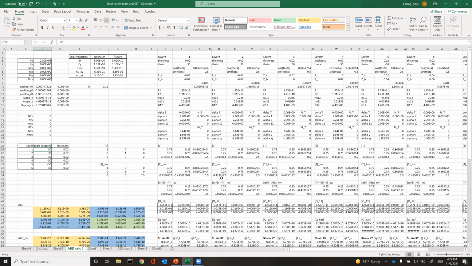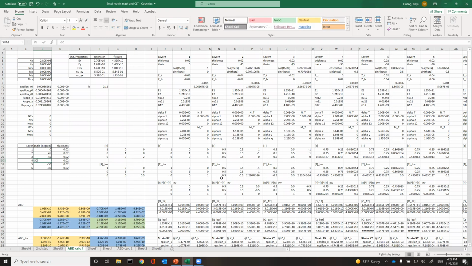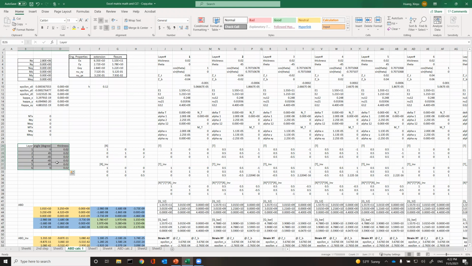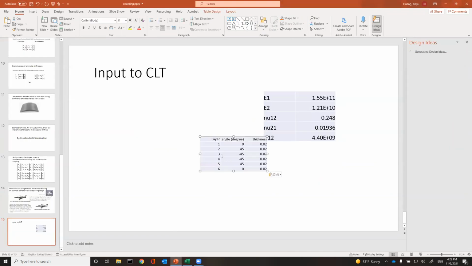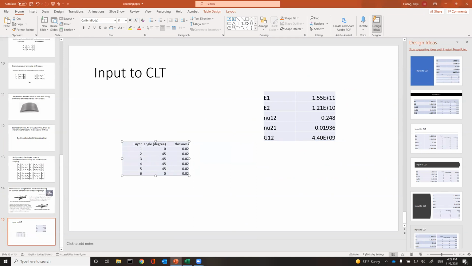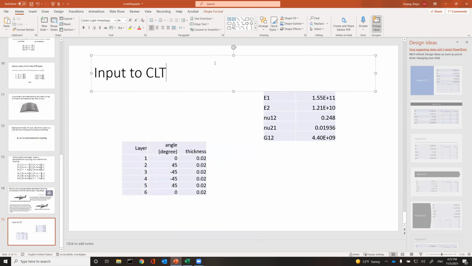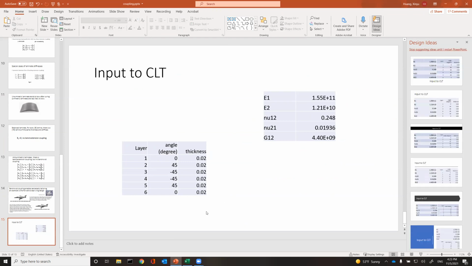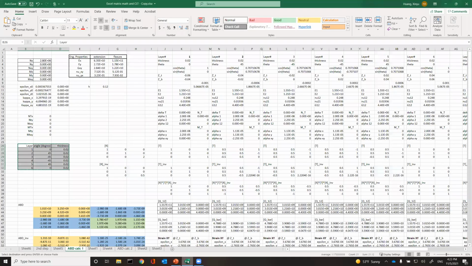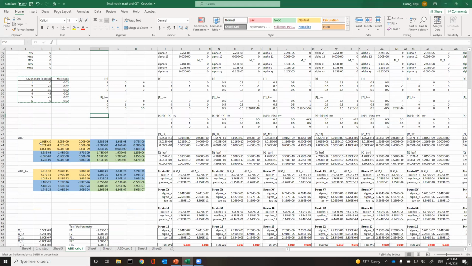And the angles, let's look at a symmetric laminate, which is 0, 45, minus 45, minus 45, 45, 0. Let's look at the symmetric laminates. All right. Now look at your ABD. This is ABD in my case. Copy this over here.